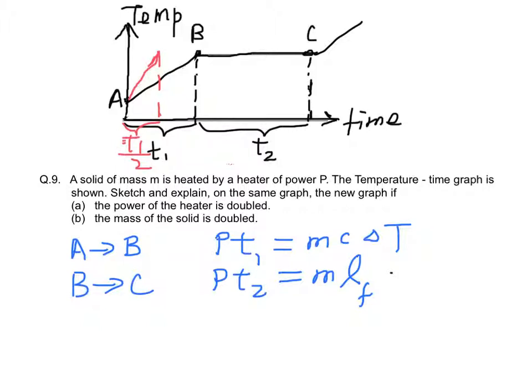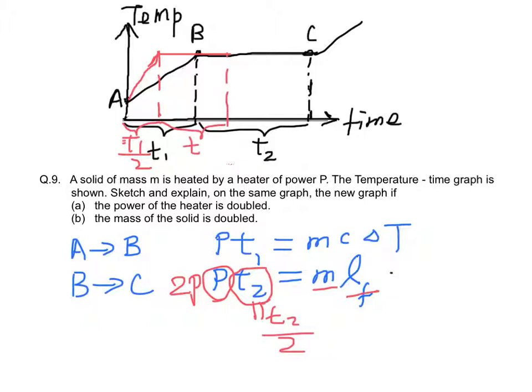For the new graph along BC, since power is doubled, it is 2P, and the mass and specific latent heat of fusion L_F remain the same. Therefore, the time required to melt all the solid is T2 over 2 instead of T2. Therefore, the new graph along BC will become this one, and the time interval is T2 over 2.